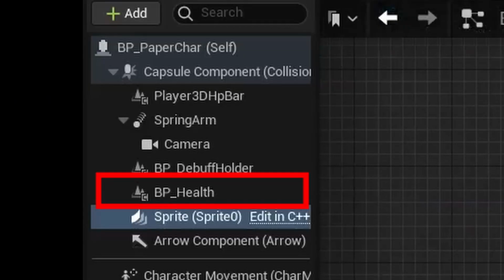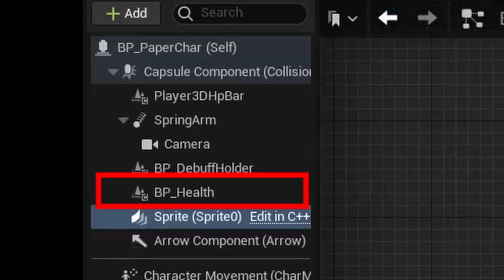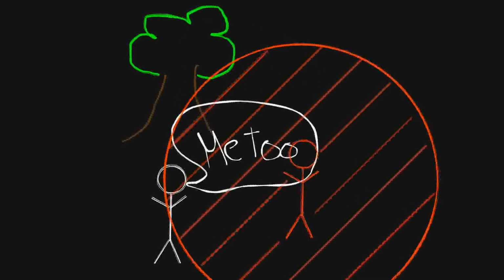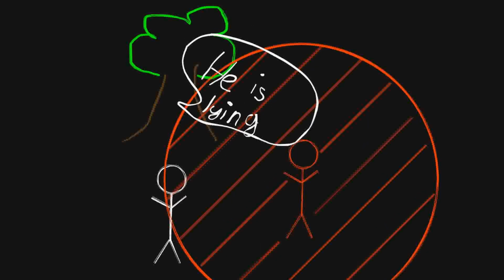I have a health component, and this acts like a contract every time I take damage. It first asks if I have a health component, and if true, I take damage.